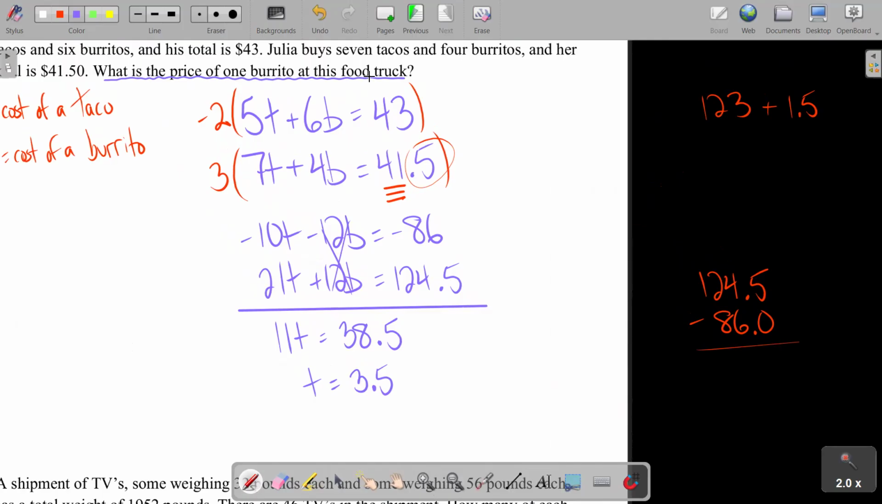And the best way to do that is to pick one of these equations up at the top of the board. I can't imagine anyone would want to pick the one with the decimal just for fun. So we're probably going to choose this one. Just put that anywhere. The one in the green box, right? So if I turn T into 3.5, it looks like this. 5 times 3.5 plus 6B equals 43. What's 5 times 3.50?